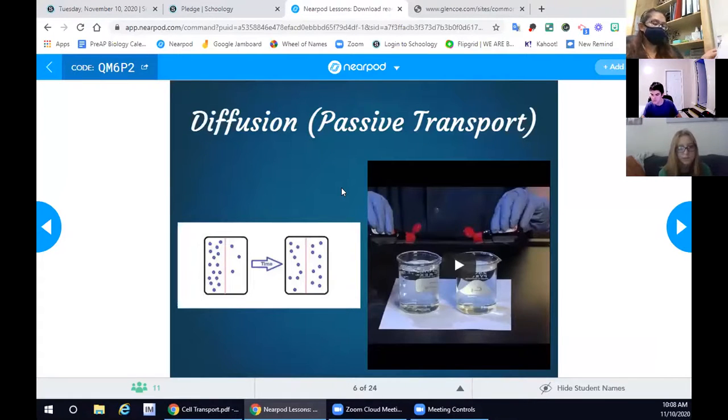So diffusion, again, it's with small molecules. They're going with the concentration gradient. So they always go from an area of high concentration to an area of low concentration. And they're going to keep moving these small molecules until everything's spread out evenly.